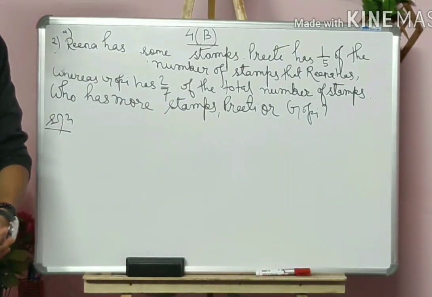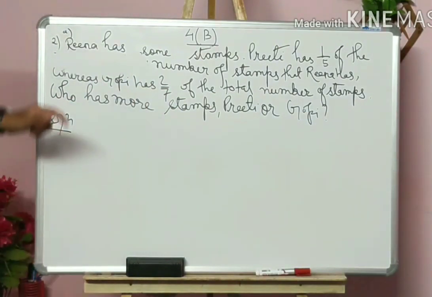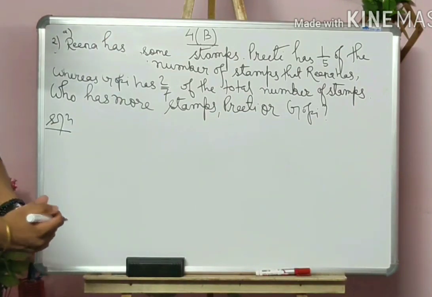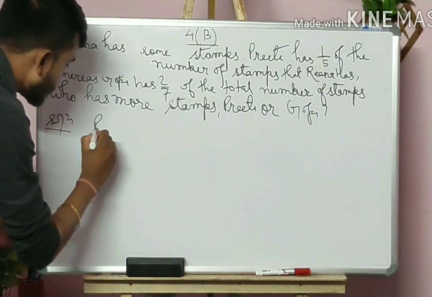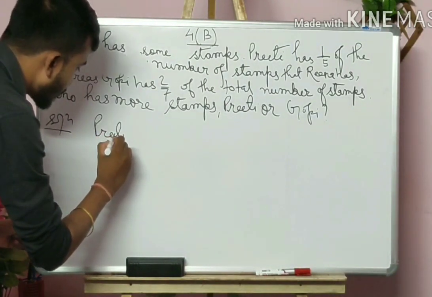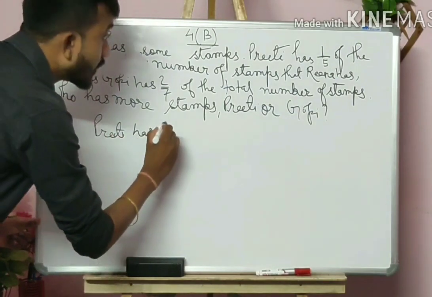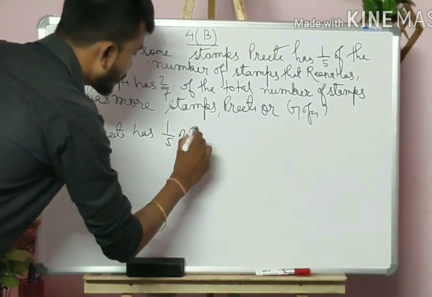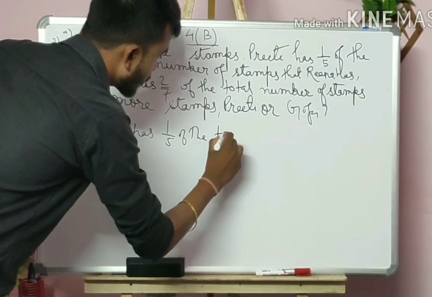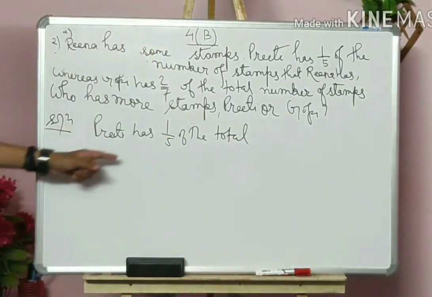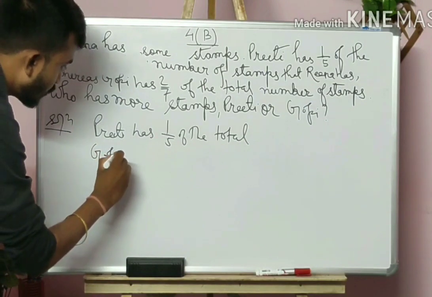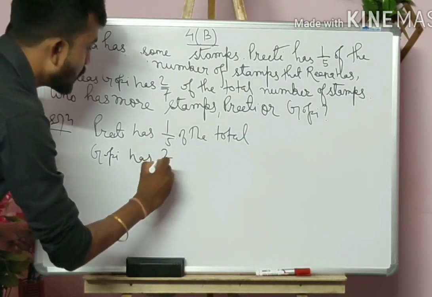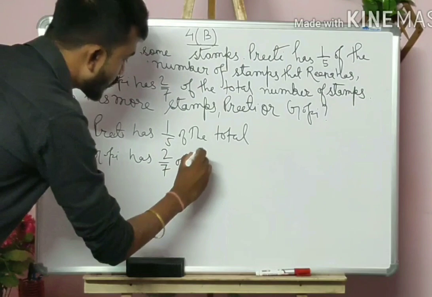So the same process that we are going to do first of all, but here it is a word problem, so you have to write a little bit. Okay, so start writing. Preeti has 1 by 5 of the total. Just copy this. Preeti has 1 by 5 of the total, and Gopi has 2 by 7 of the total.